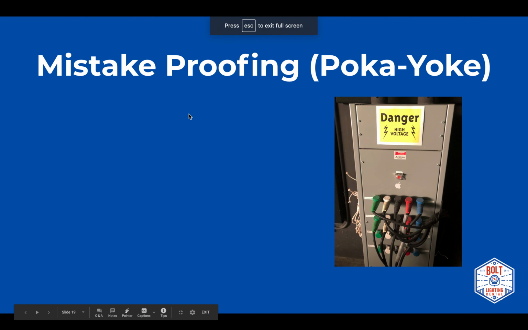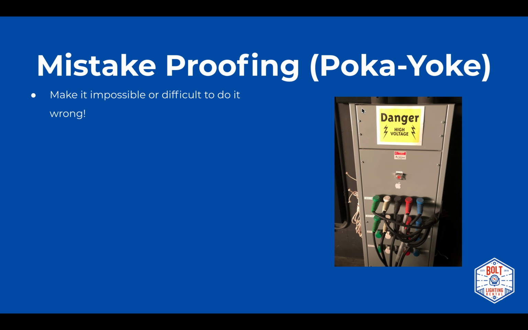Okay, so now we're on to mistake proofing. They also call this Poka-Yoke. Basically, in your processes, you just want to look for moments where you can make it impossible or difficult to do it incorrectly. Trying to use strong visual indicators is a good way to do this.